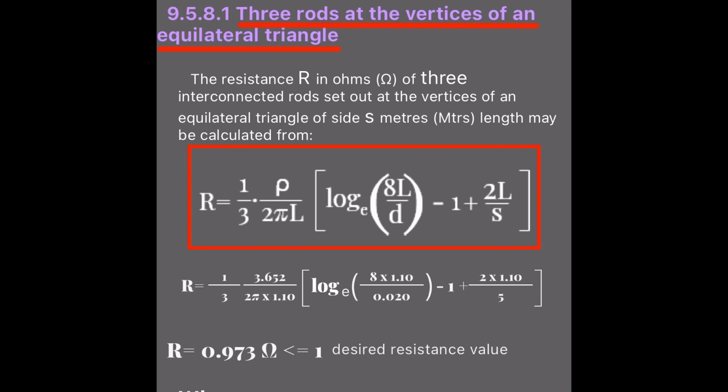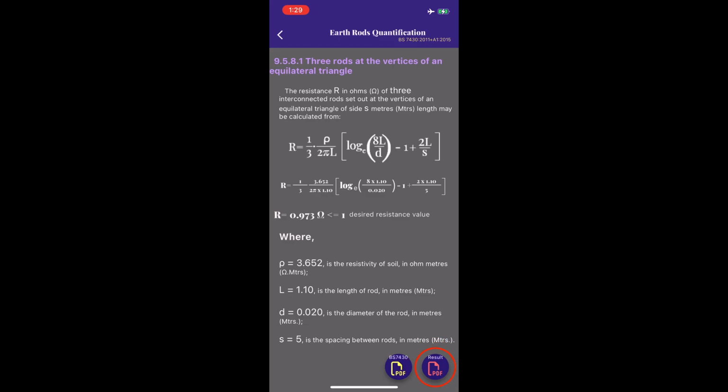The formula calculates R as 1/3 of the average soil resistivity, ρ, divided by 2 pi times the length of the earth rod to be determined, multiplied by the natural logarithm of 8 times the ratio of the rod length to its diameter, minus 1, plus 2 times the ratio of the rod length to the spacing between the 3 rods. To get the same in PDF, hit this icon.